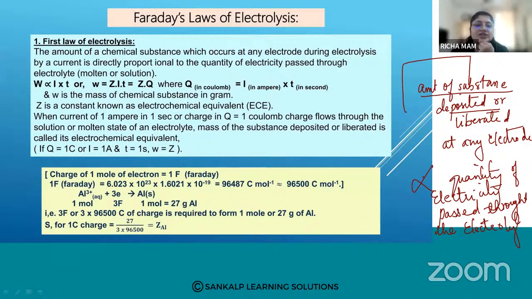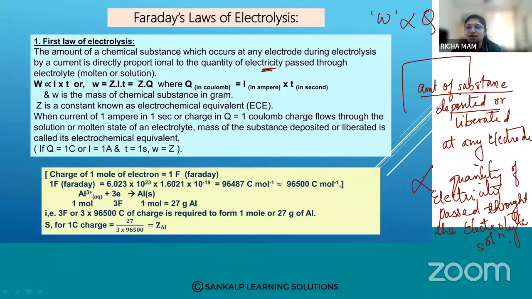The amount of substance which gets deposited or liberated at any electrode is directly proportional to how much current you are passing through the electrolytic solution, whether it is molten or in aqueous form. How is it mathematically given? W is the weight, in grams, of substance deposited. It is directly proportional to Q. Q is the coulomb of electricity.